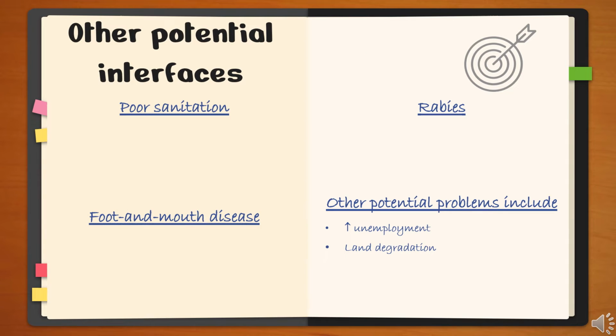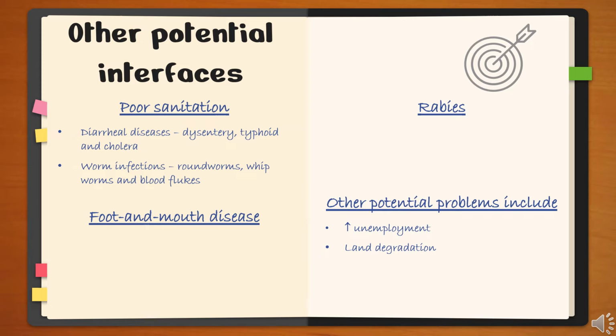There are numerous potential target interfaces that may have an effect on the health of the Nisi community, some of which include poor sanitation, foot and mouth disease, and rabies. Firstly, poor sanitation serves as a transmission route of both diarrheal diseases, for instance dysentery, typhoid, and cholera, and worm infections, such as roundworms, whipworms, and blood flukes.